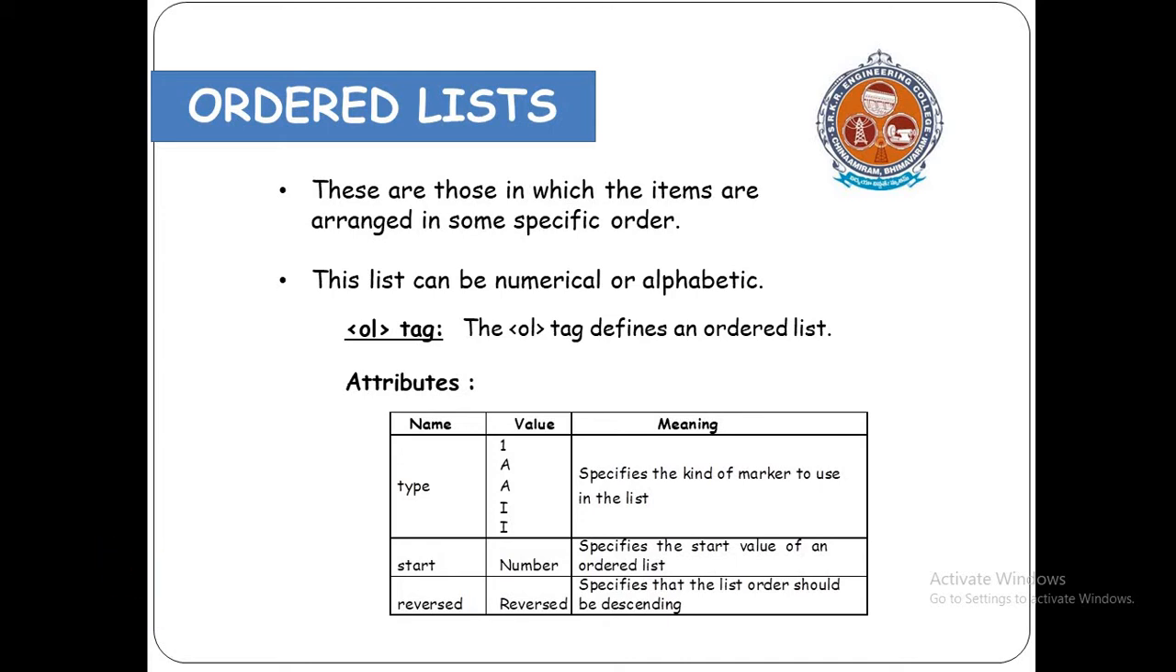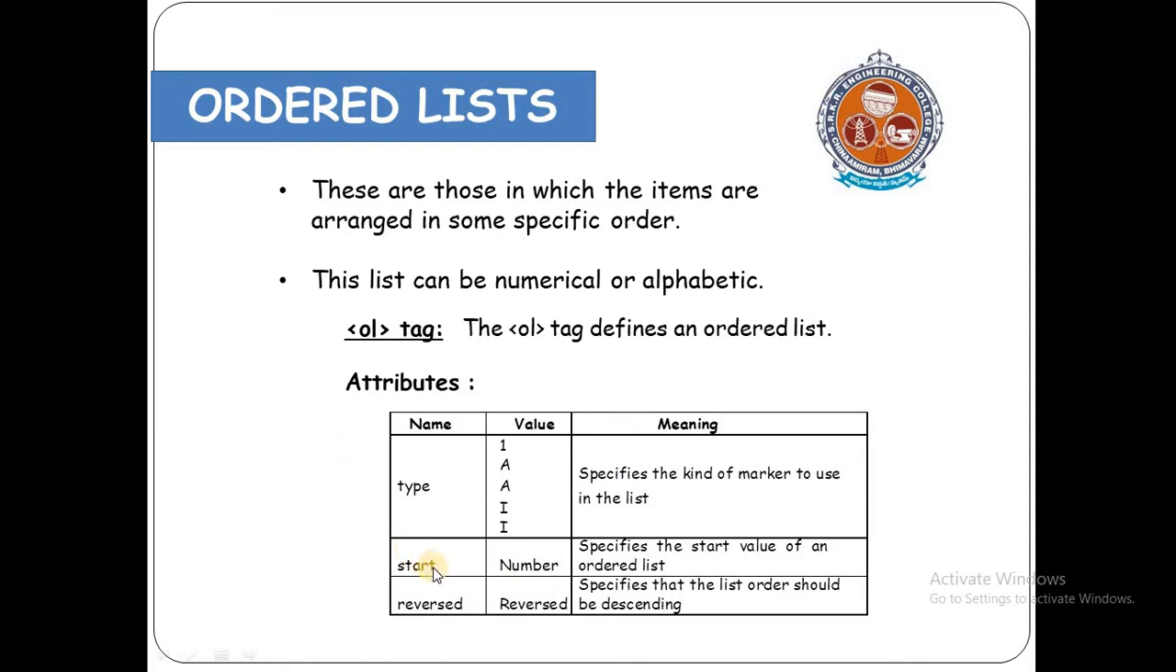The attributes are type equal to 1. If we give the attribute type equal to 1, the list will start from 1. If we give capital A, the list will start from capital A. If you give small a, the list will start from small a. If you give capital I, it will start from Roman numbers. If you give small i, it will start from a small Roman number 1.